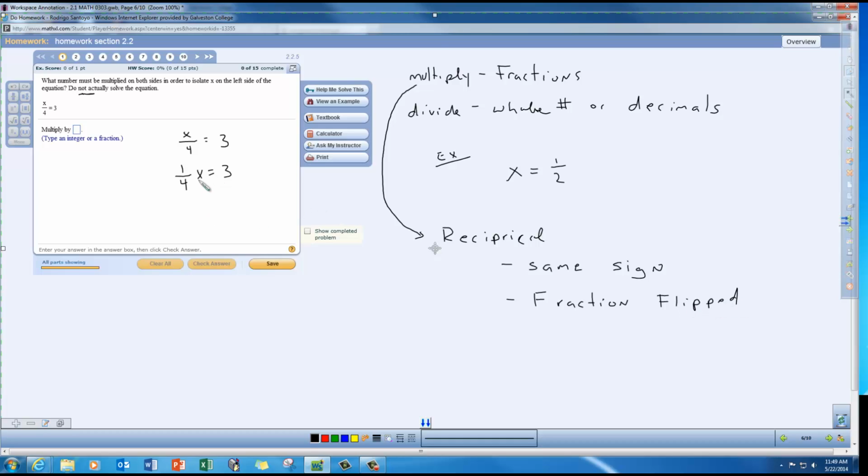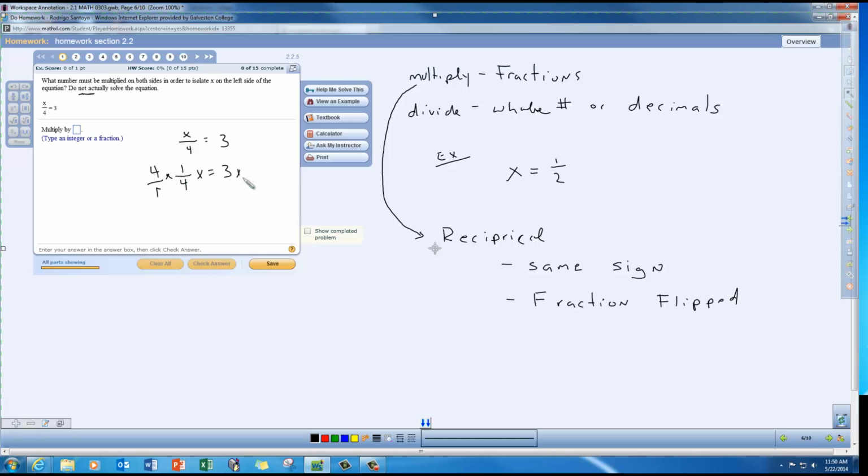Okay, so we want this coefficient of our variable to be 1. So we need to get rid of this 1/4. So it's a fraction. What are we going to do? Multiply by its reciprocal. The reciprocal is the same sign, and it's just that fraction flipped. So we're going to multiply by 4 over 1. Once again, note positive, still positive. All we did was flip it.